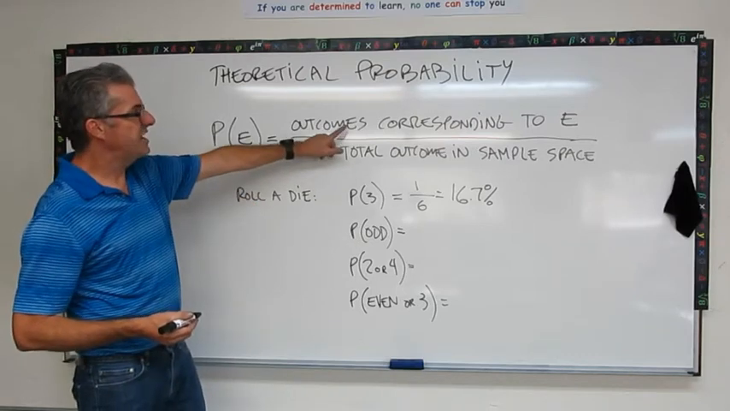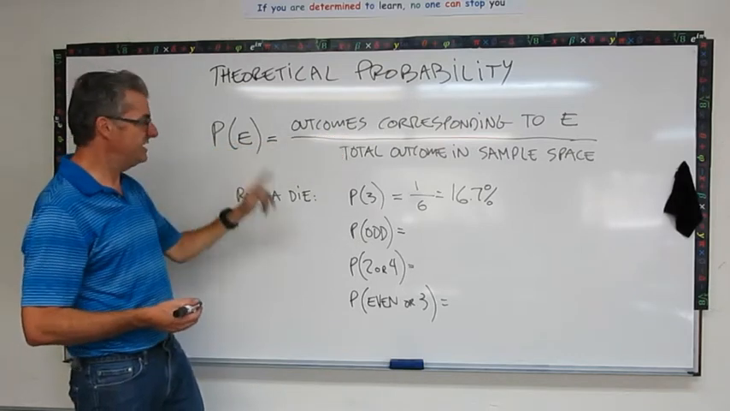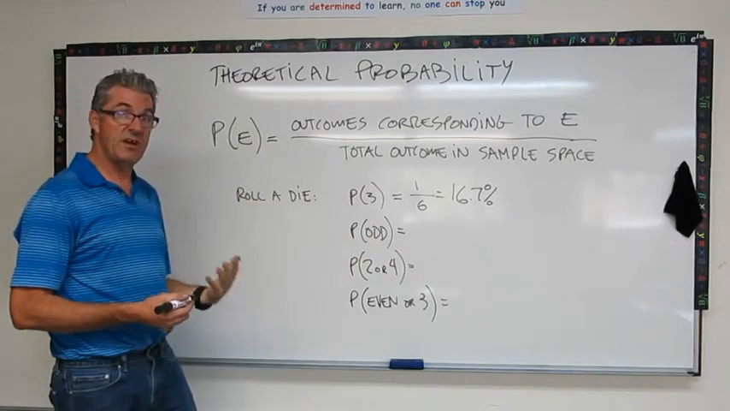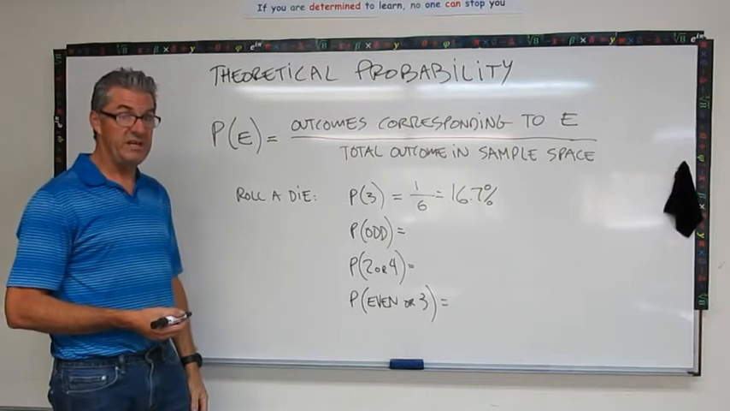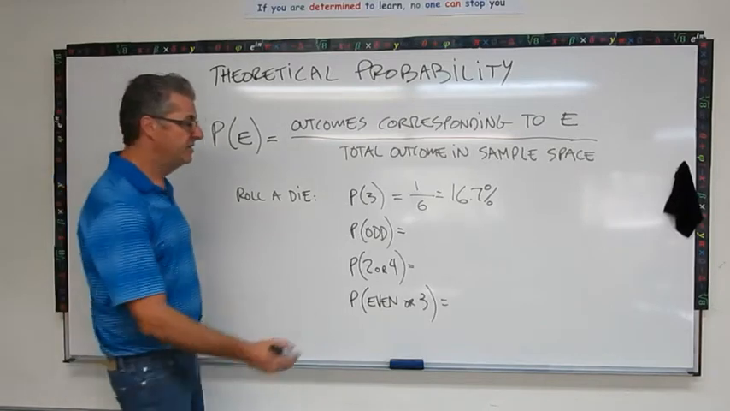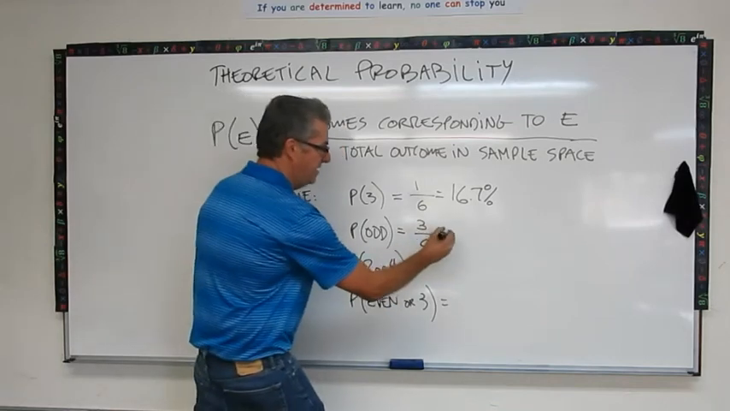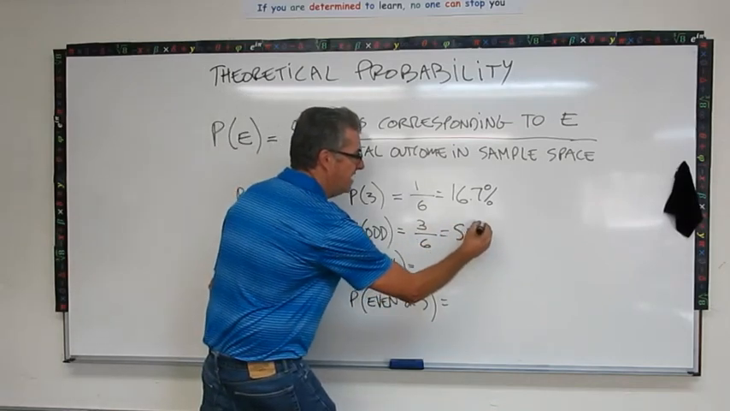Now we're going to say probability of odd. So this is where we get into the outcomes corresponding to event E. In this case, the E is odd. So how many outcomes do we get that are odd on a die? That's 3. We have a 1, 3, and a 5. So there's 3 outcomes that are odd. Total number of outcomes is 6. That's going to be 50%.